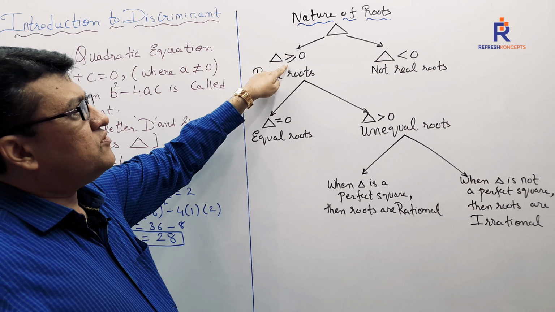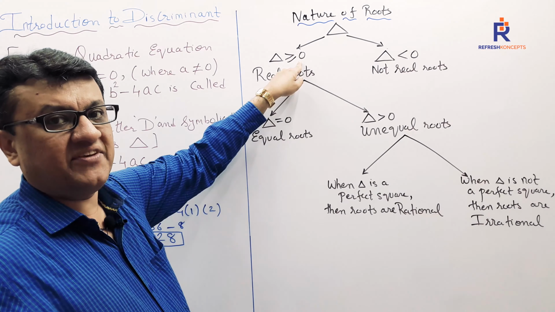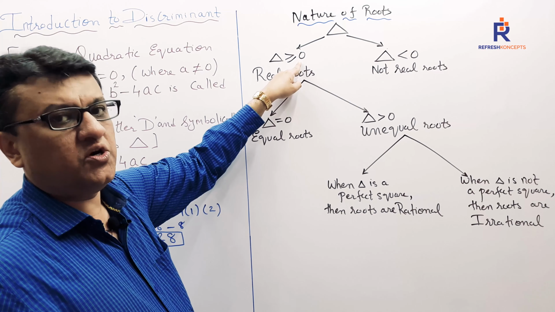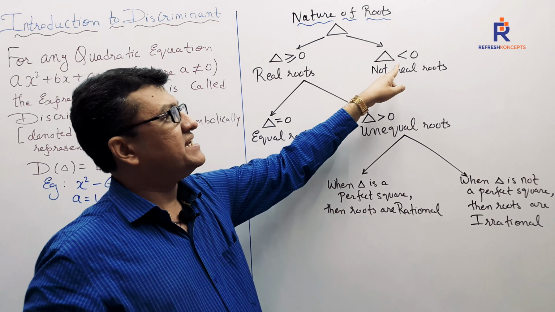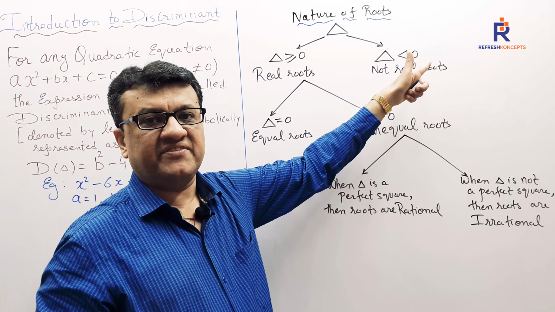What if the value of delta is greater than or equal to 0? That means we have any kind of positive number, maybe equal to 0 or any positive number. And what if delta is less than 0? If delta is less than 0, we have a negative number.